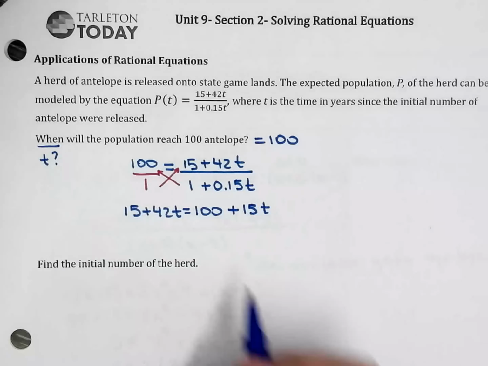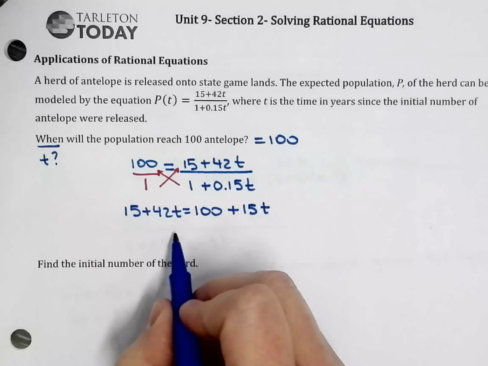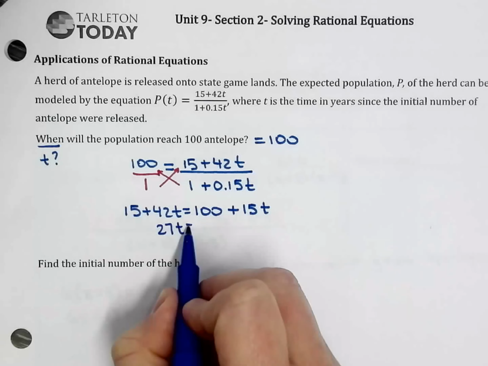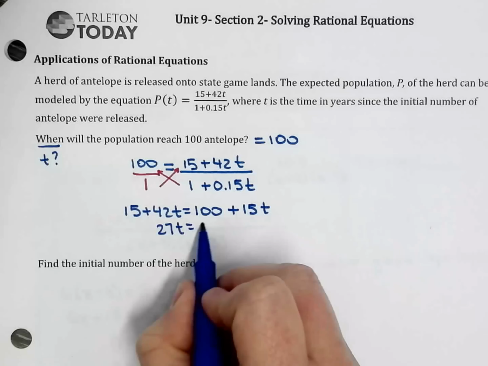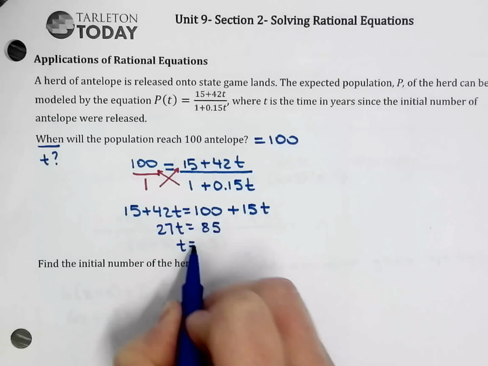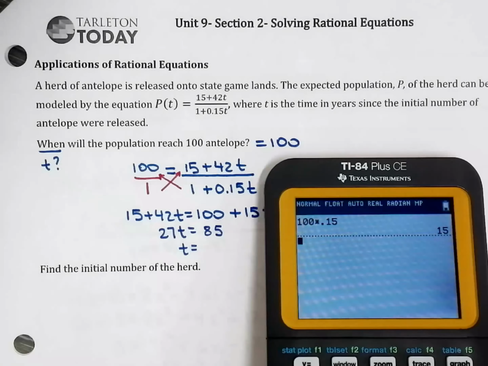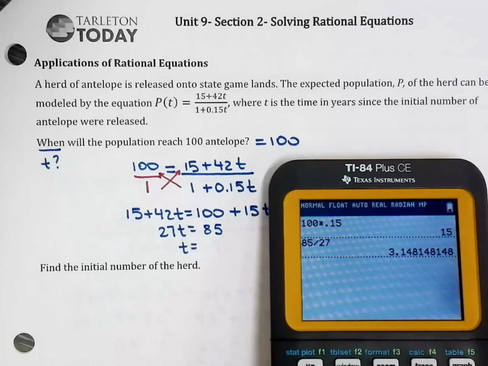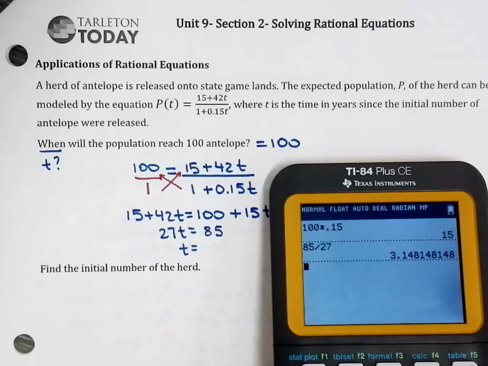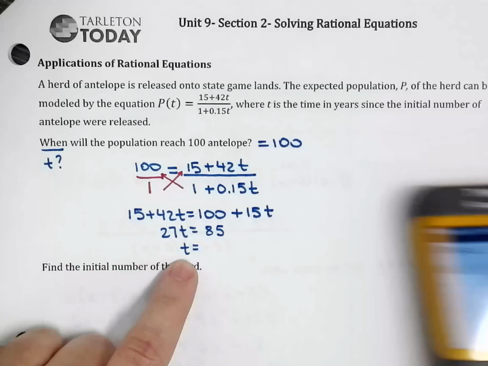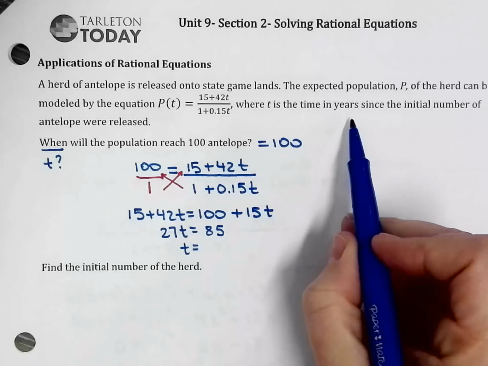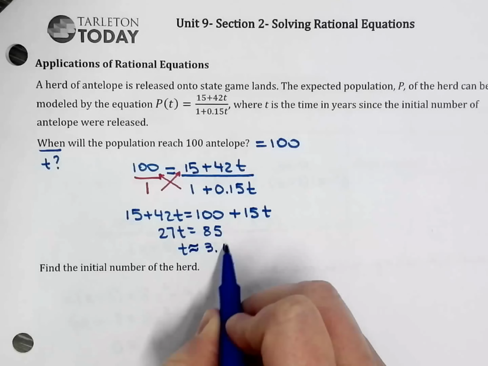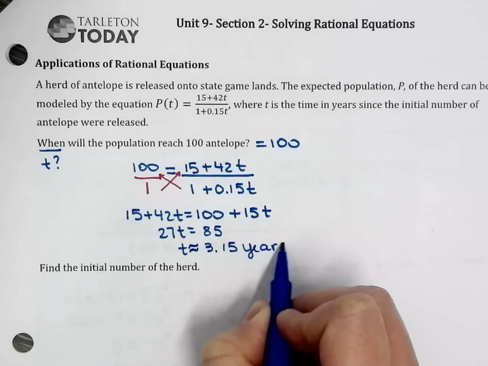Okay. So now I'm going to isolate t. Minus 15t from both sides, you get 27t. Minus 15 on both sides, you get 85. Divide by 27. So 85 divided by 27, you have approximately 3.15 years. Remember that t is time in years since the initial number of antelopes. So about 3.15 years.